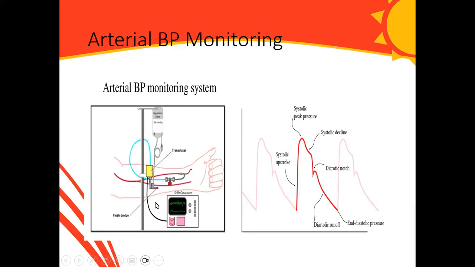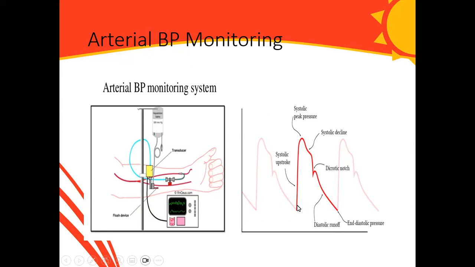So this is your monitor, all right, that converts the electrical current flow and the change in resistance at the Wheatstone bridge, which is connected to the transducer, which is displayed electrically on the monitor. All right, and on the monitor you see the arterial waveform, which is what we see here.